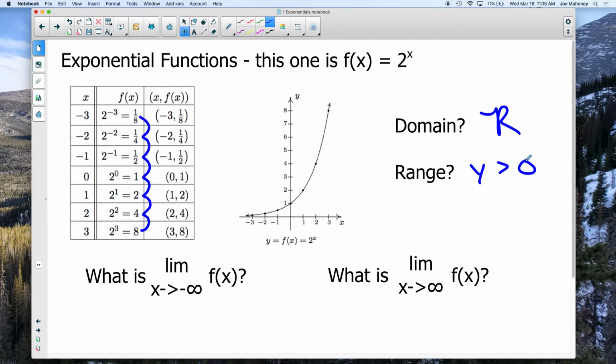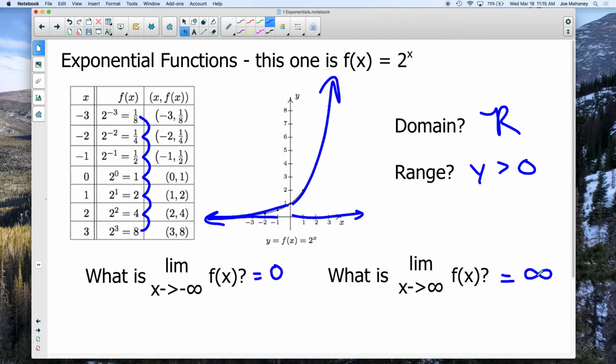So when you take your limit then as x approaches negative infinity, as x goes this way, our graph gets closer and closer and closer to that x-axis, but never reaches it. So the limit of this is 0. It never reaches it, but that's the limit it approaches. But on the other side, as x goes off to infinity, this graph just keeps getting bigger and bigger and bigger. So that limit goes off to infinity.